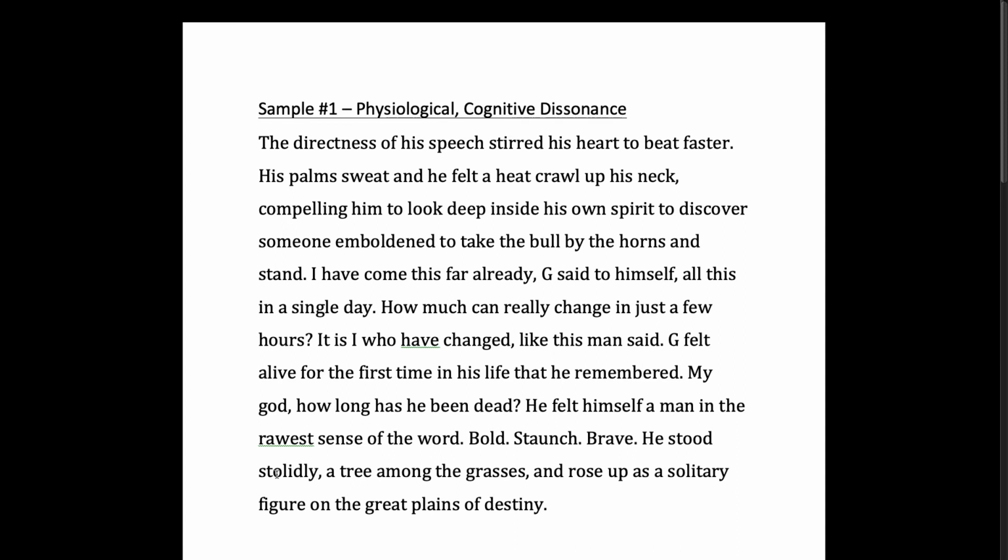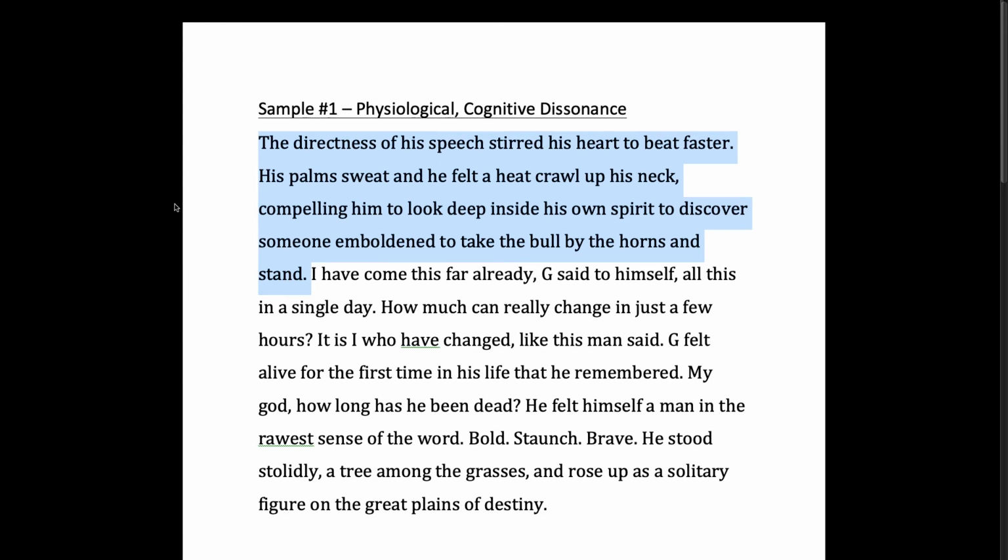And I'm looking specifically at some of the ways that this character is questioning himself in terms of cognitive dissonance. So if you look at the first part, the directness of his speech stirred his heart to beat faster. His palms sweat, and he felt a heat crawl up his neck, compelling him to look deep inside his own spirit to discover someone emboldened to take the bull by the horns and stand. All of this is very much a physical reaction. Those are things that are his senses, and he's actually becoming aware of this physiological response.